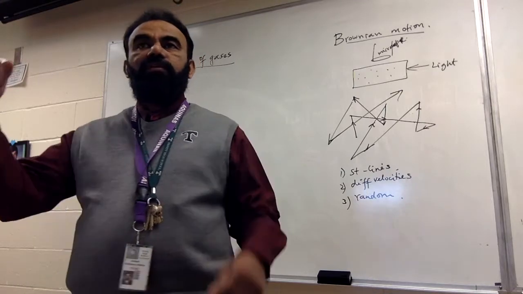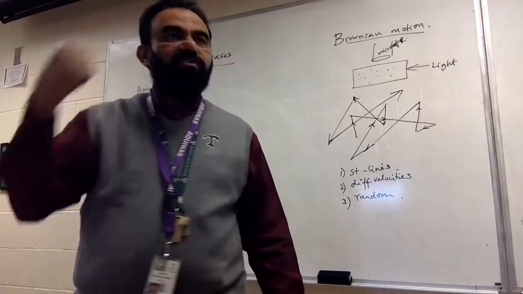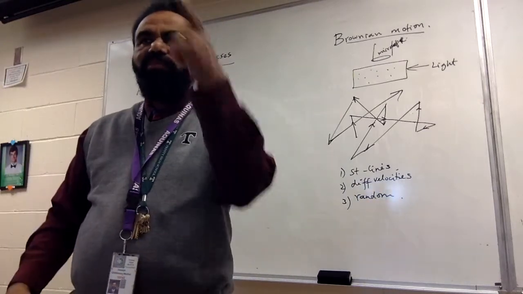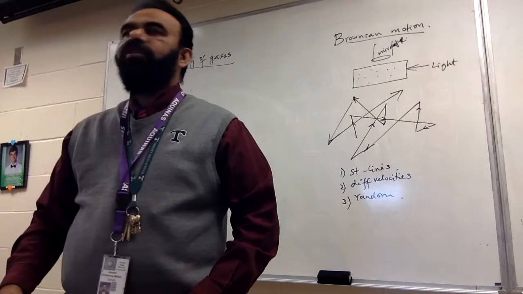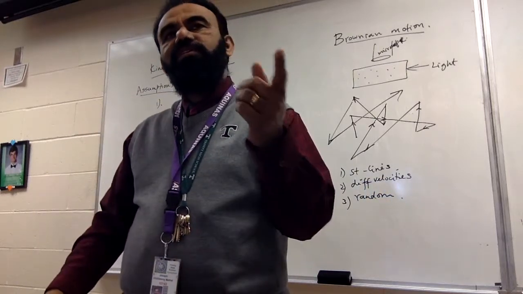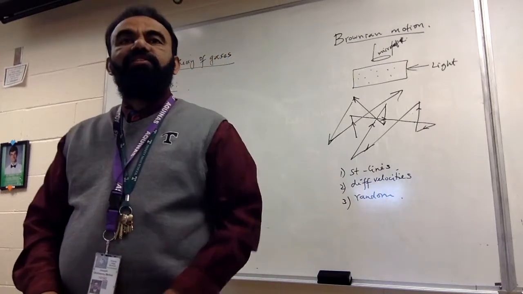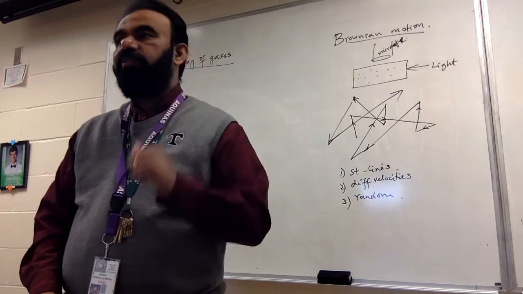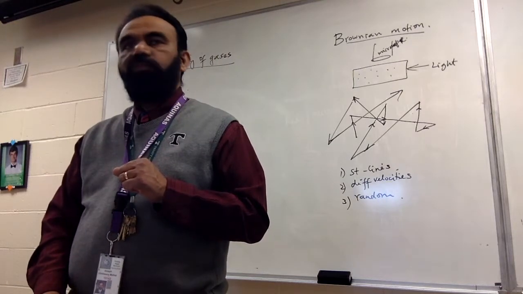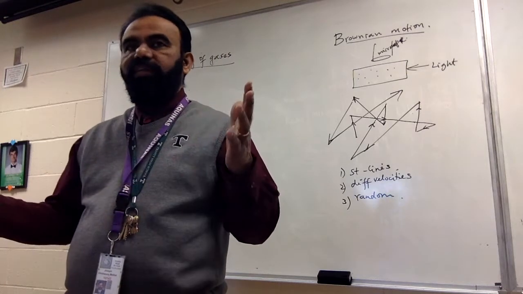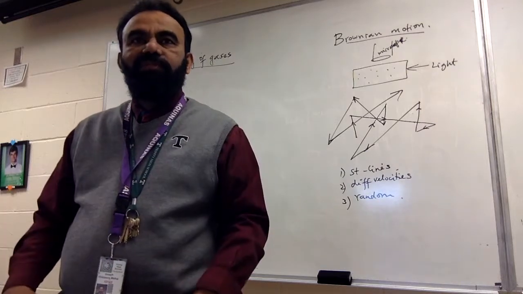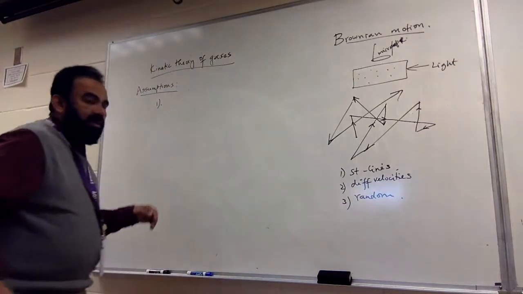So if an atom goes and hits that wall and bounces back, it will come back with the same kinetic energy. So we saw last year inelastic collisions and elastic collisions. Elastic collision means kinetic energy is conserved. The total kinetic energy of all the atoms is not going anywhere. That's what it means. How many assumptions so far?